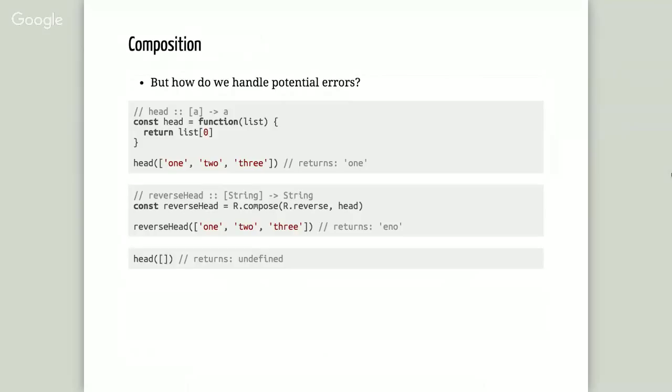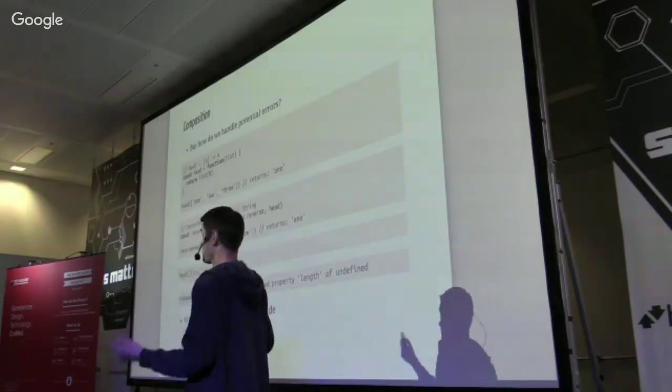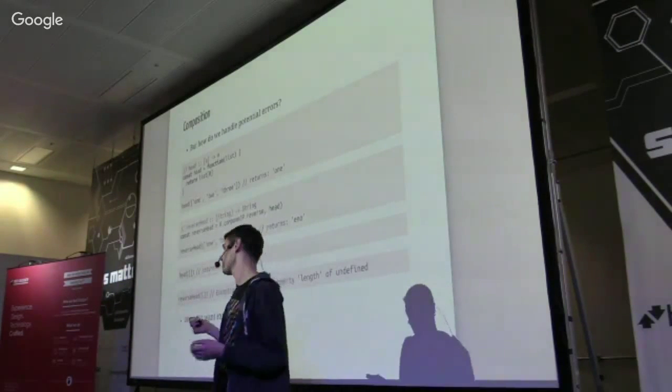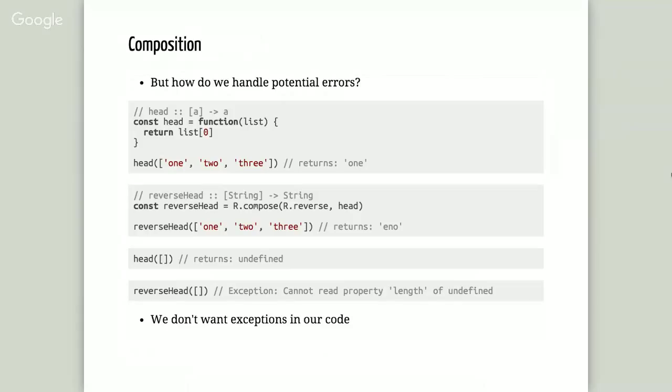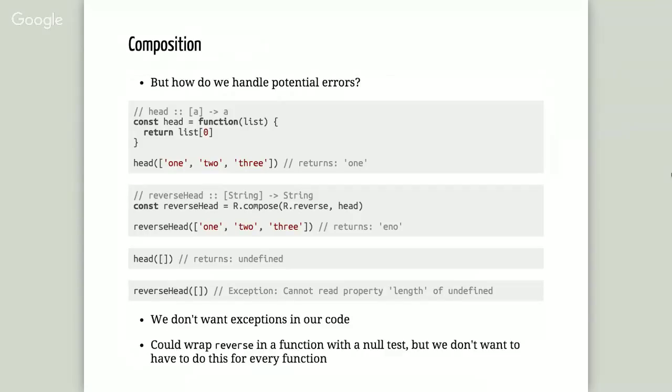But if we give it an empty list, if you call square bracket 0 on that, you're going to get back undefined. We then try and put that through our compose function. We're going to get an exception because R.reverse, Ramda's reverse function, is calling the object's length property internally, and an undefined object has no length property. So we don't want exceptions in our code. We could handle this by wrapping reverse in a null check if we wanted to, but that's kind of ruining the compactness of the code. We don't want to have to wrap every function in a null check where something might return a null.